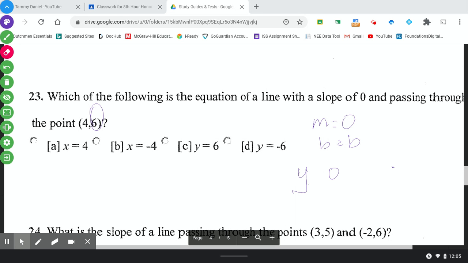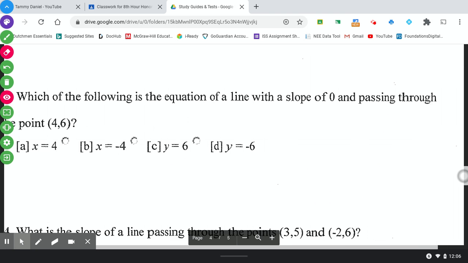M is 0. X, it doesn't matter what x is, plus b, right? So if we put 6 in here, we know that b is going to be 6, right? So when we write our equation, it's going to be y equals 0x, which is just 0, plus b, which is 6. So it's going to be y is 6. Okay? All right. Fantastic.